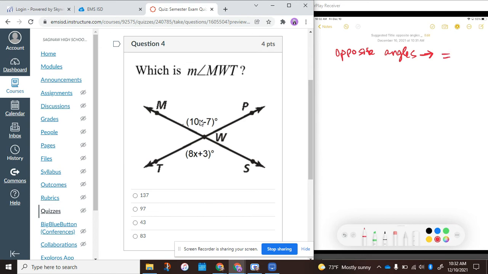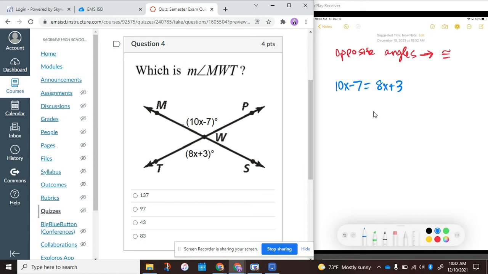Opposite angles are congruent. So what that means is we can make an equation where this angle, 10x minus 7, equals this other angle down here, 8x plus 3. That little piece of information right there is going to be very helpful because if we can solve for x, that'll tell us what these two measurements are. And we'll see how that's useful here in a second. So let's solve this equation first.